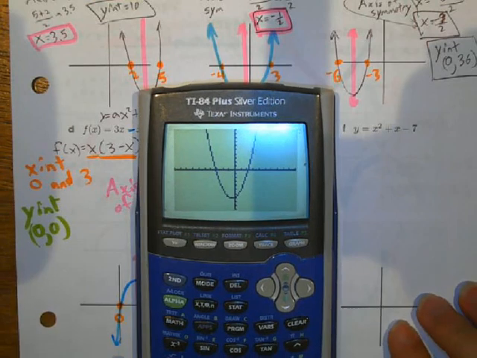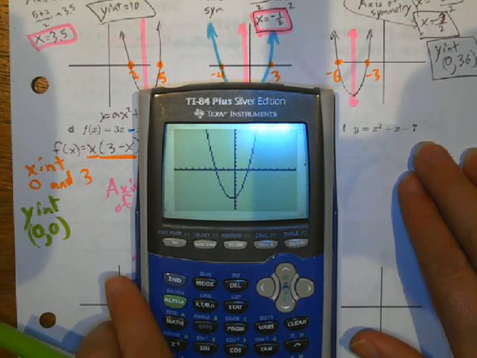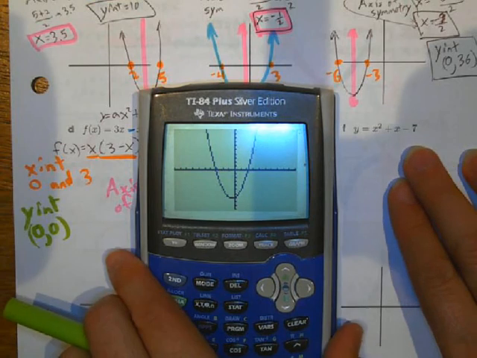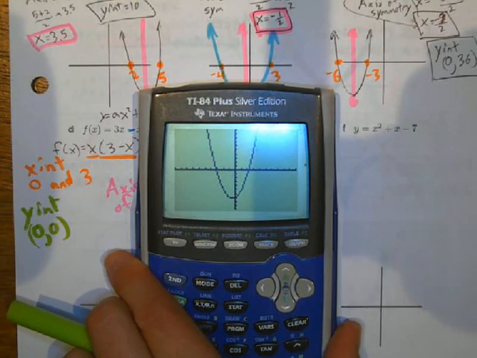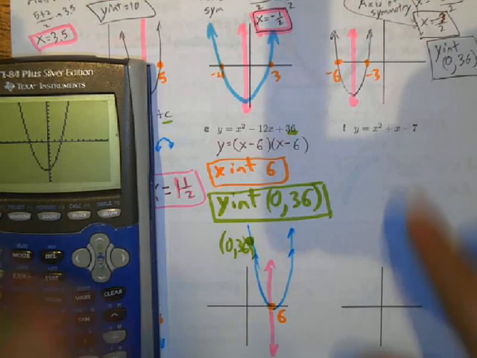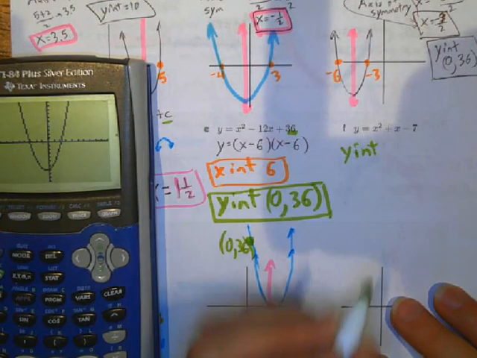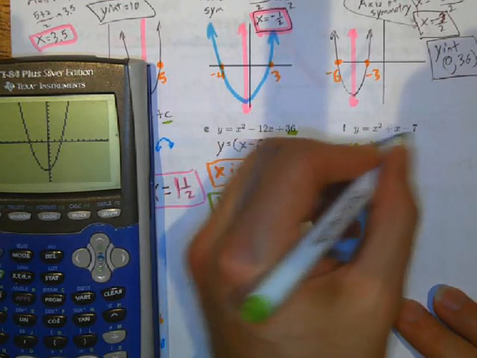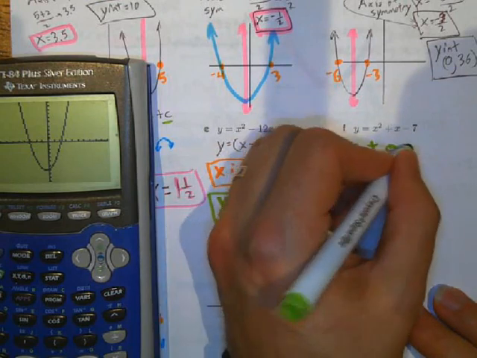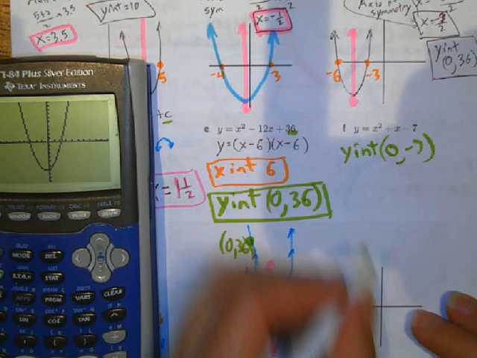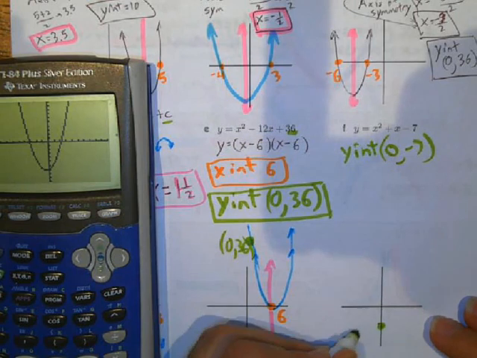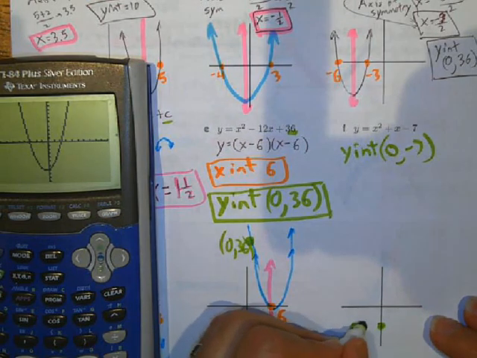First of all, we can't factor it. Our y-intercept we can automatically say is 0, negative 7. So it crosses the y-axis here at 0, negative 7.